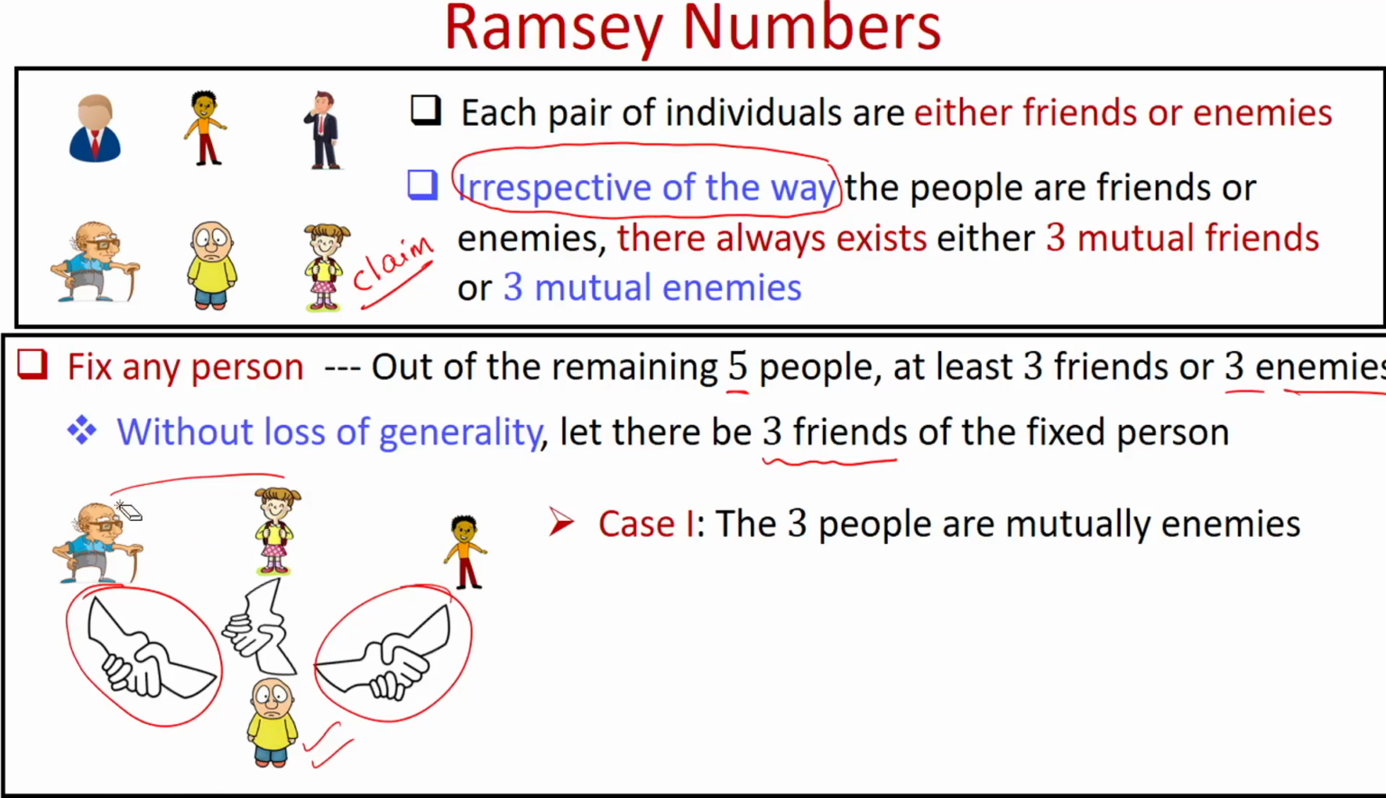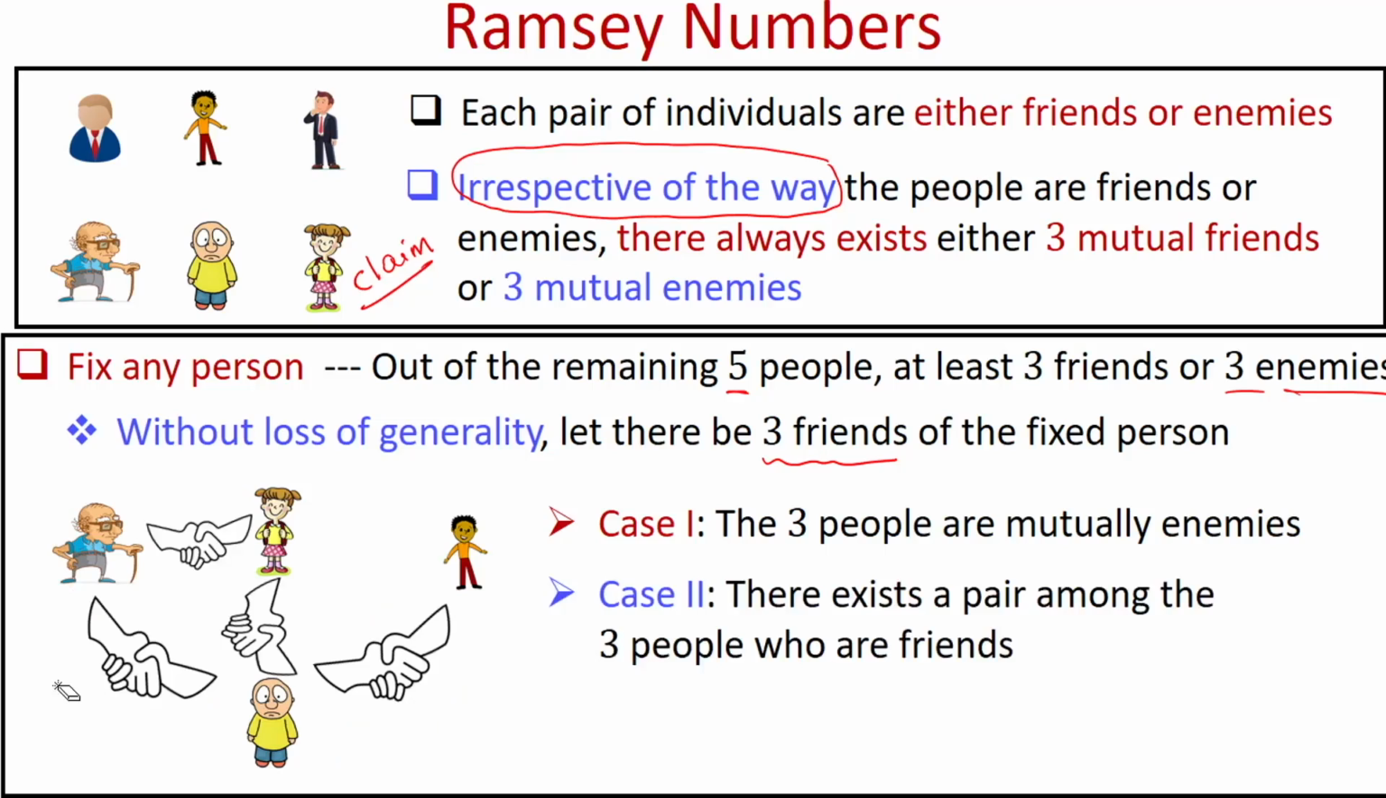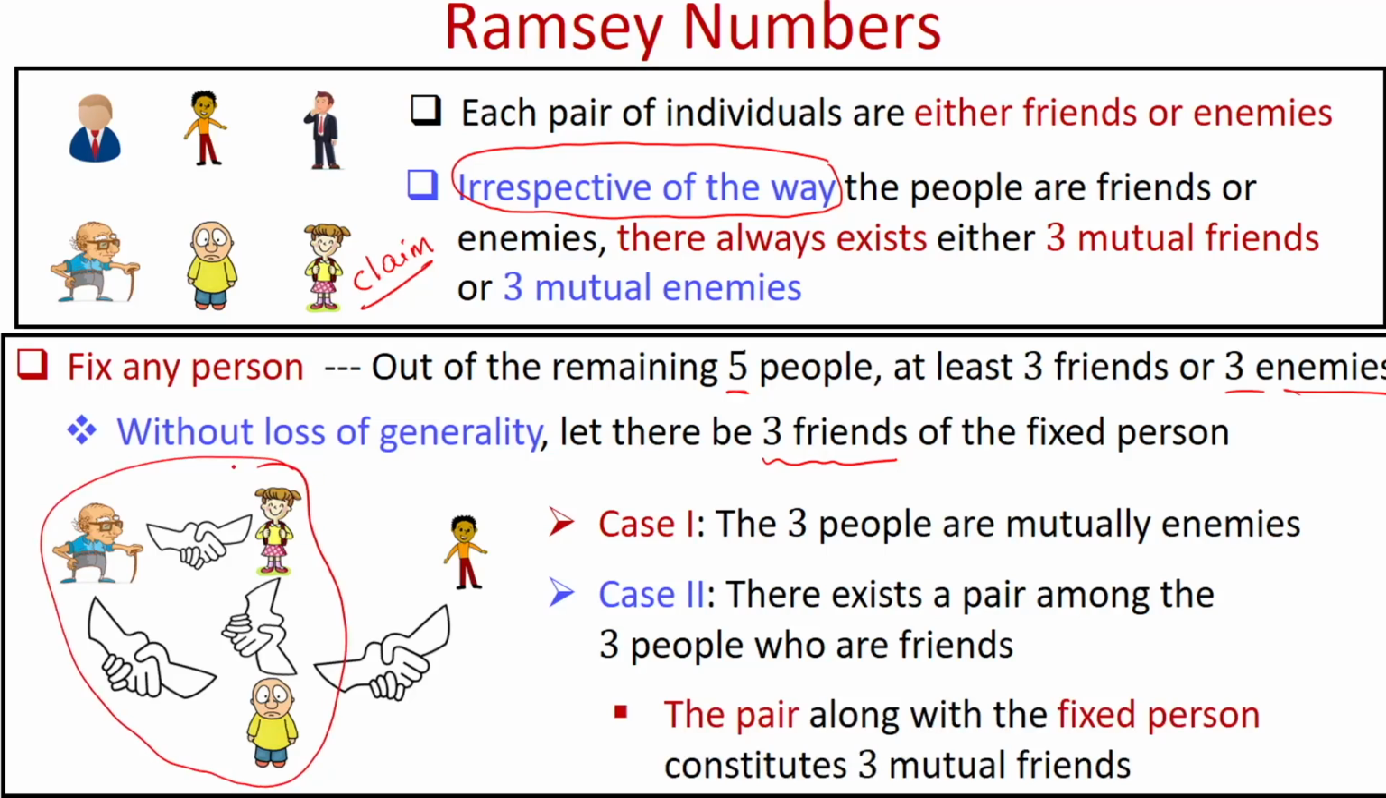Whereas I can have a second case where those three people are not all mutual enemies, but there exists a pair among those three people who are friends. Say the first two people are friends with each other. Then I have three people who are all friends with each other. And this proves my claim.